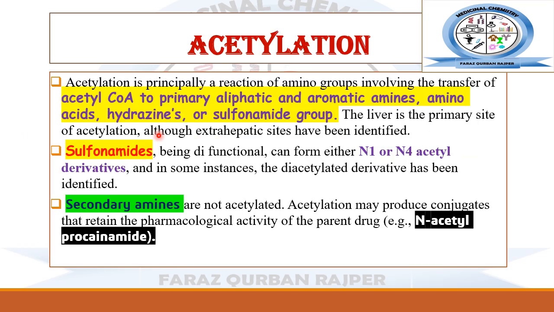The next reaction is acetylation. It is also a type of phase 2 reaction which occurs with the transfer of the acetyl group from acetyl coenzyme A, and mainly occurs in aliphatic or aromatic amines, amino acids, hydrazines, or the sulfonamide group. The important point to remember here is that the acetylation reaction occurs in all those drugs which have an accessible amino group, like hydrazine, sulfonamide, aromatic amine, or aliphatic amine.